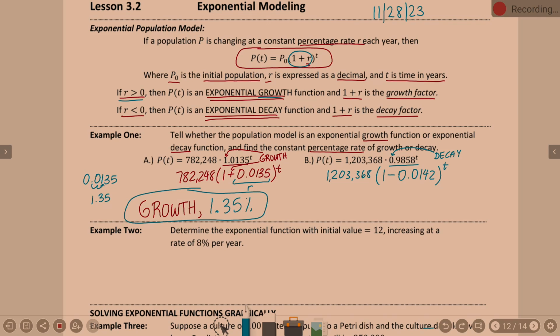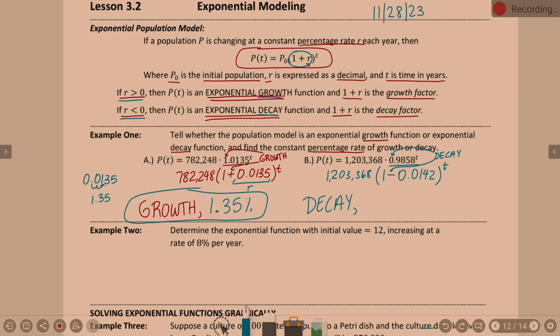Another reason we know it's decay: it was 0 out front, and what did I have to use in the middle here? We had to use a minus. That takes us back to if r is less than 0, then it is decay. So this is a decay problem.